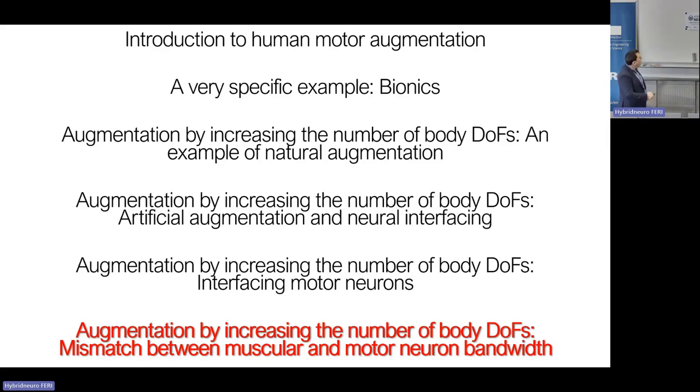We will finish by discussing again the motor neuron level, but with a different approach to look for augmentation. So now we have tried to look at independent control of motor neurons, and now we will look at another approach, which I will explain in a moment, and which is related to spectral bandwidths.